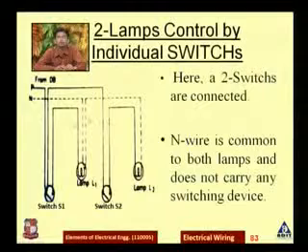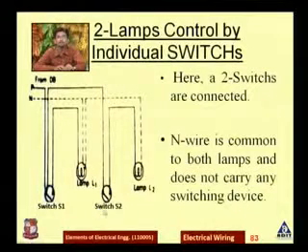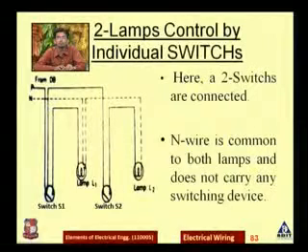What can you see over here? Here two switches are connected. This one is my switch S1 and this one is my switch S2. These lamps are connected in parallel, but they are connected in series with the switch, right. And the neutral wire is common to both lamps. You can see that from the distribution board, a neutral wire is common to both lamps and does not carry any switching device.